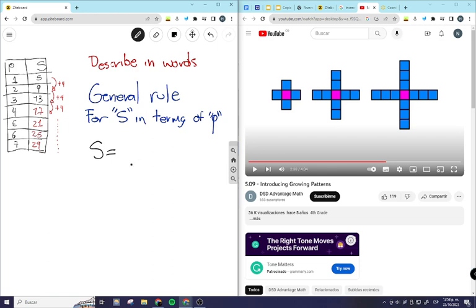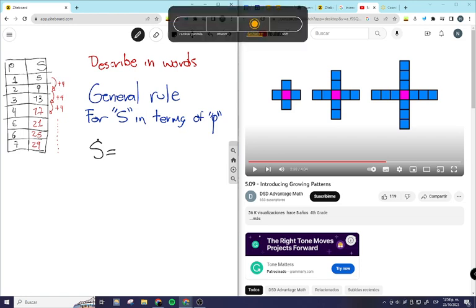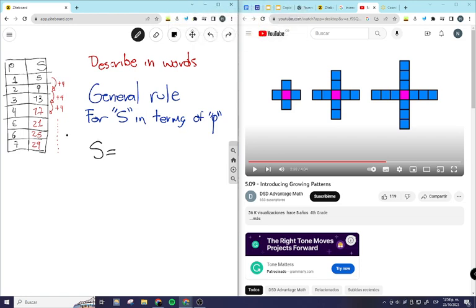Well, for a general rule, you are going to need two things. And one of those, we already found it, which is the common difference. That is going to be the first thing that we need. In this case, it is 4. And it's positive because it is increasing. Sometimes it could be negative, and I am going to show you an example of that in a moment.